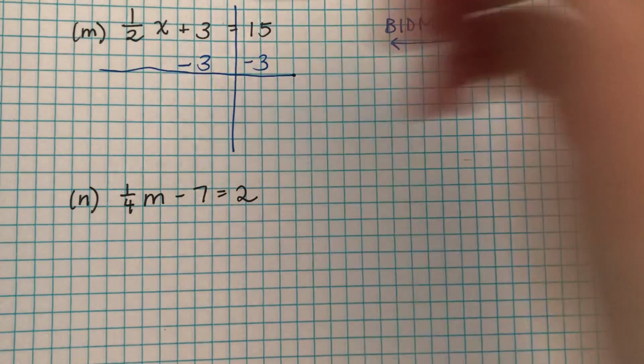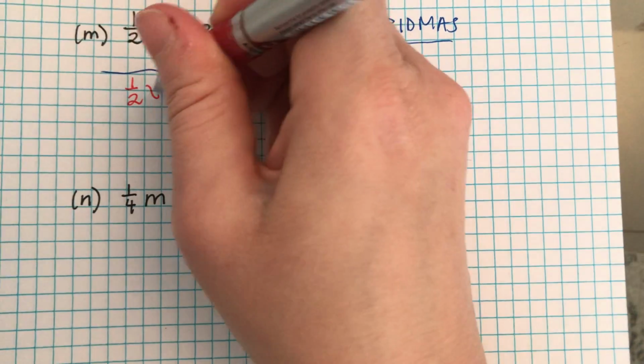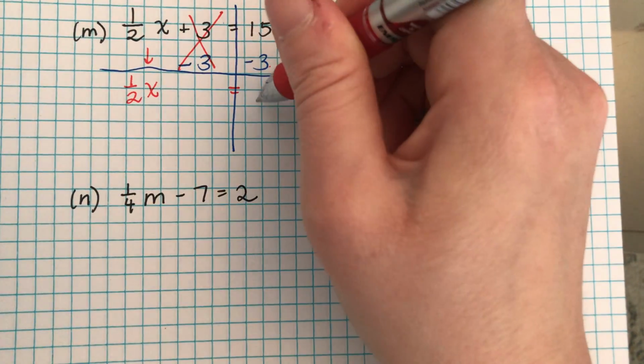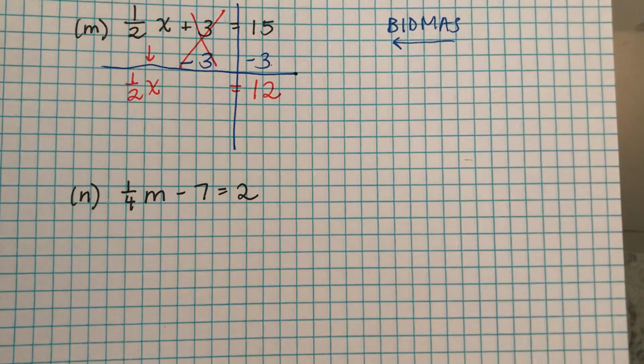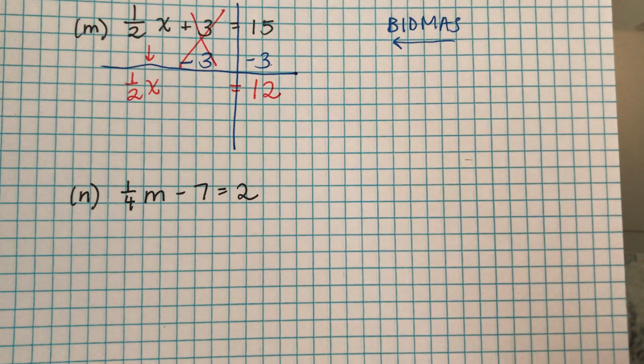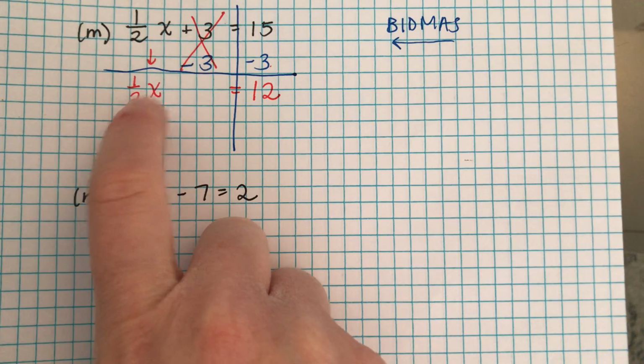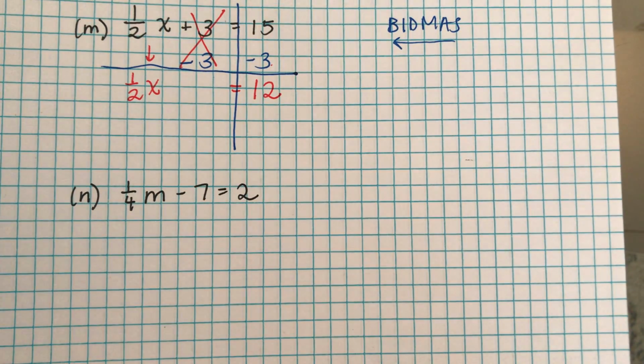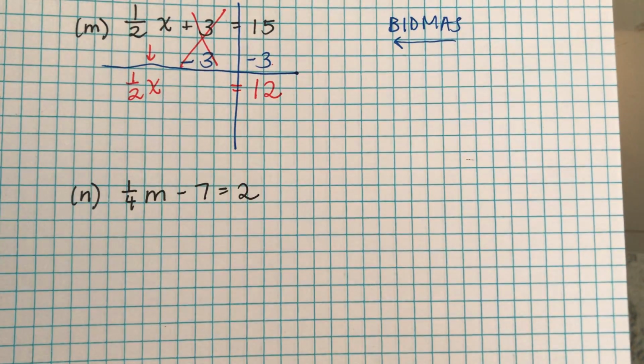That leaves me with 1/2 x, I bring that down. The 3's go away, and then I have 15 take away 3, which is 12, okay? From there, I'm still trying to get x by itself. I have 1/2 of x equals 12. You could either just try to think of that yourself. 1/2 of what number would give me 12, right? Half of something would give me 12. You could probably just come up with that using your brain, right?